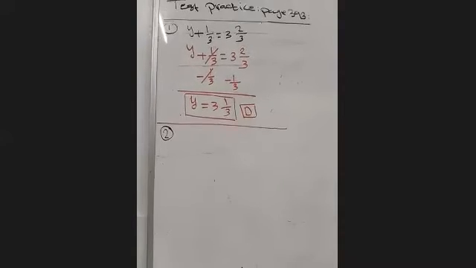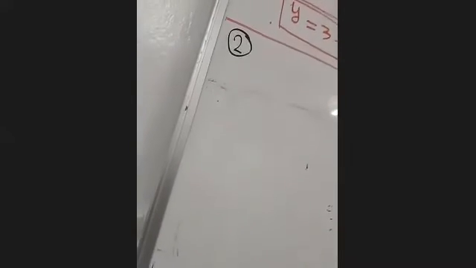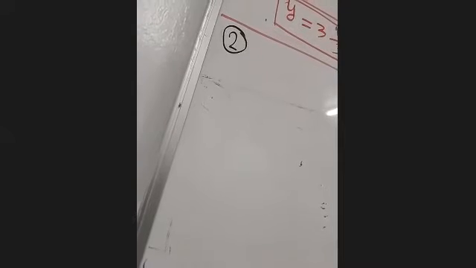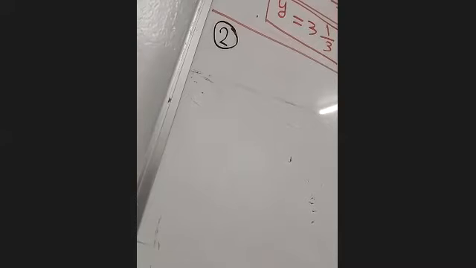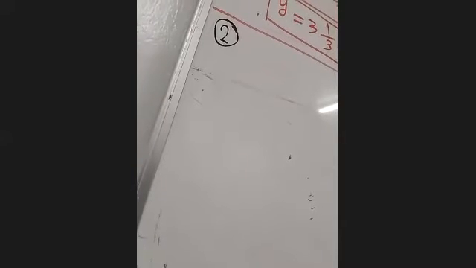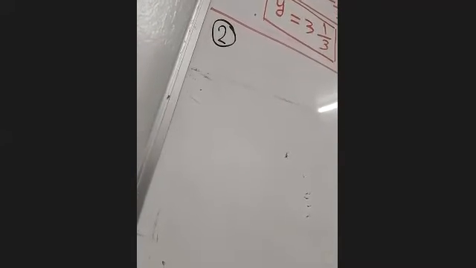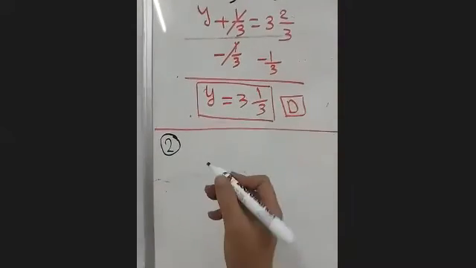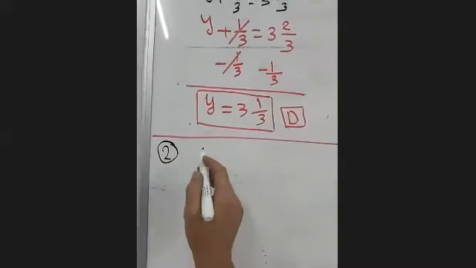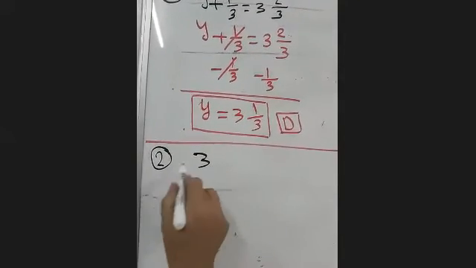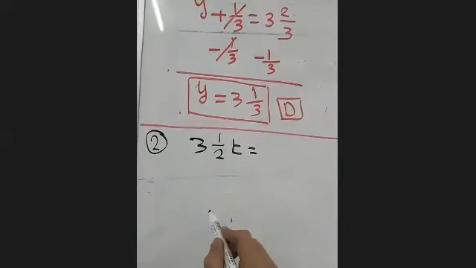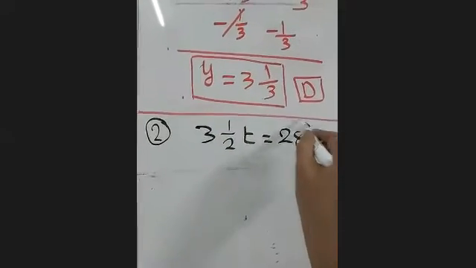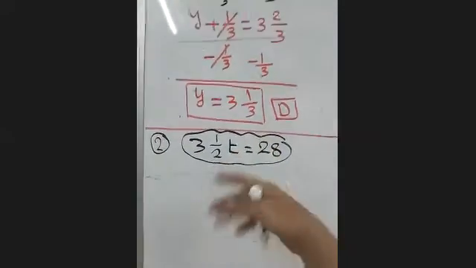Sonia is using 3 and 1/2 inch tiles along the 28-inch ledge of her bathroom counter. Use the guess, check, and revise strategy to solve the equation 3 and 1/2 t equals 28 to find t, the number of tiles she needs. Give me the equation. 3 and 1/2 t equals 28.